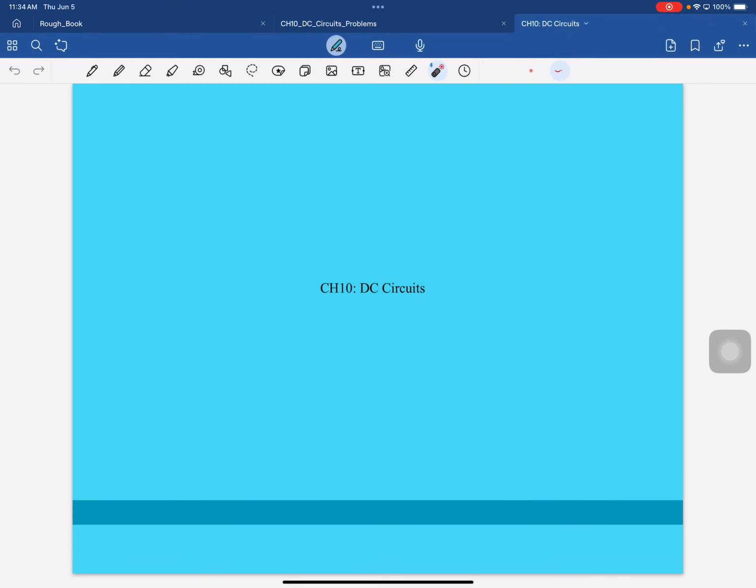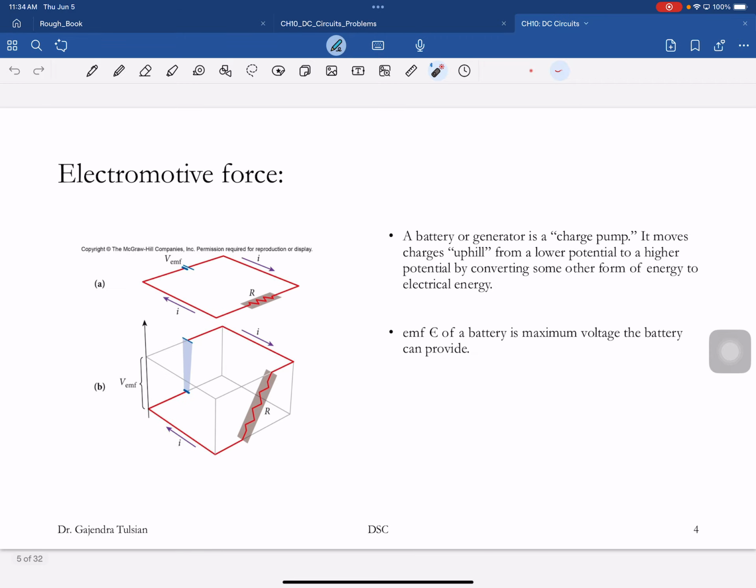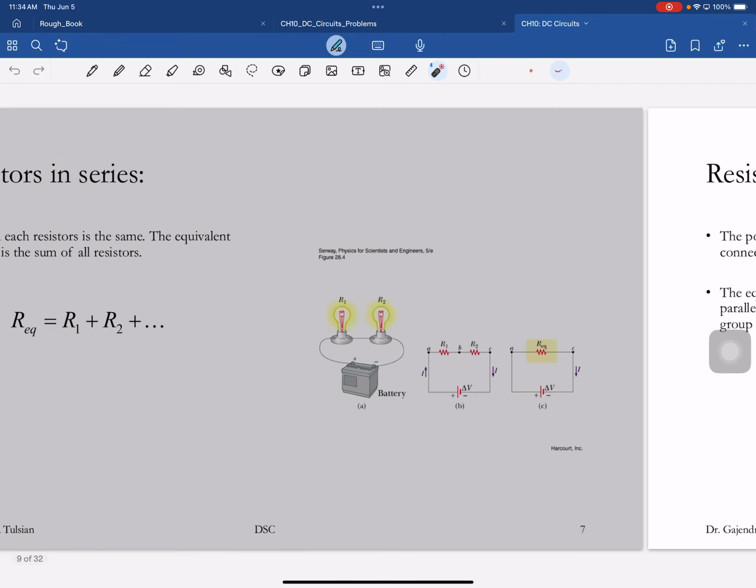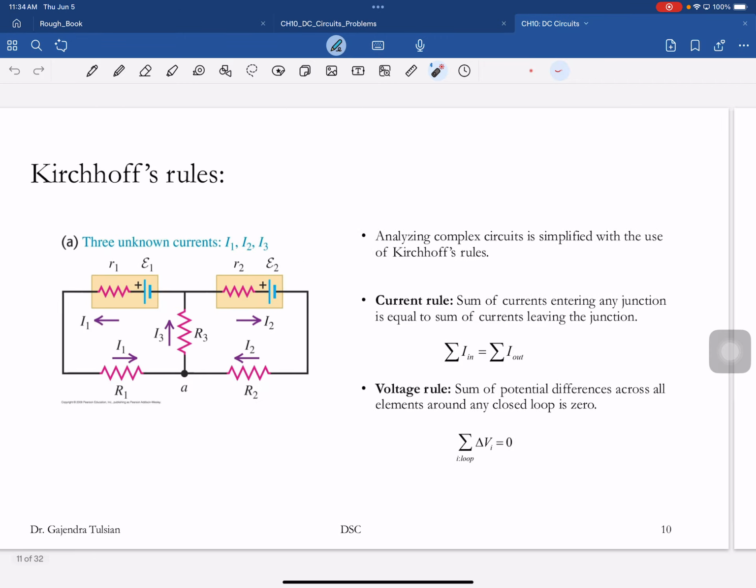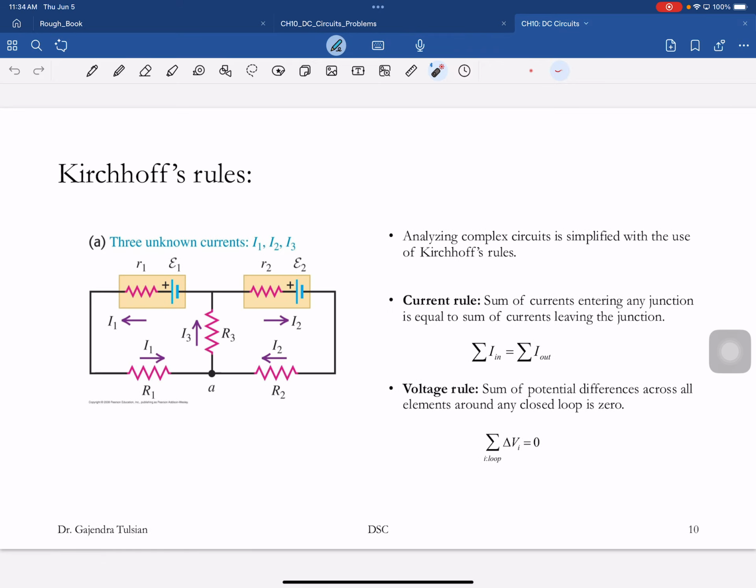All right, so today we're doing DC circuits. What does DC mean? Direct current. Yeah, direct current circuits. And here's one of our goals. So what we'll have is circuits like this.